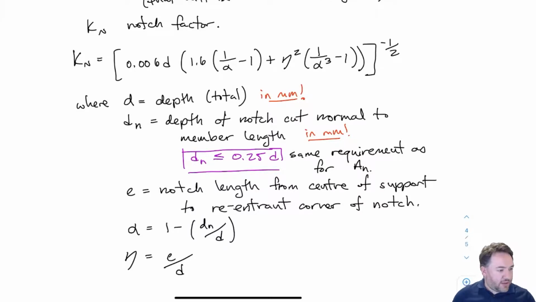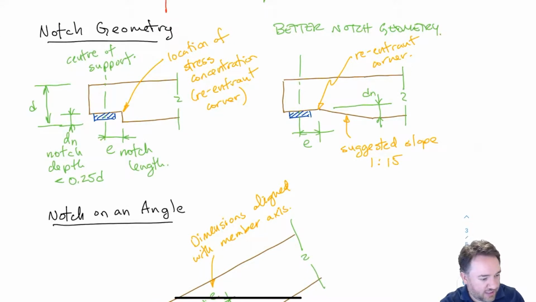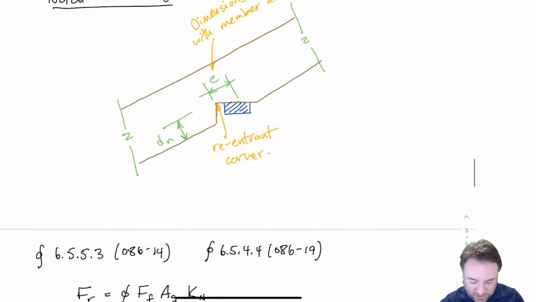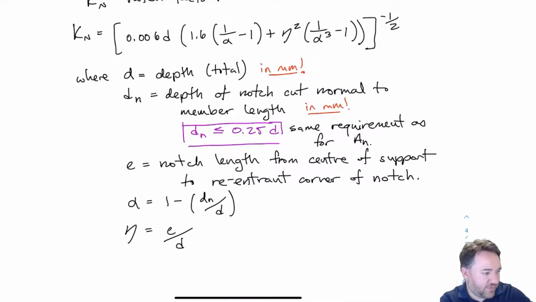Okay, so a lot to unpack here. All of these parameters are provided in millimeters. And so you can tell this is kind of a curve fit kind of equation. We have our depth, our total depth, our notch depth, and E, our notch length, which we just talked about the geometry of E in these. So this defines how we pick E from the center of the support to the reentrant notch, the reentrant corner of the notch.